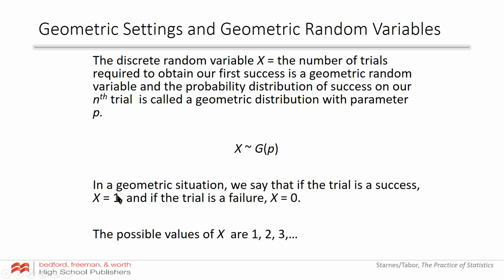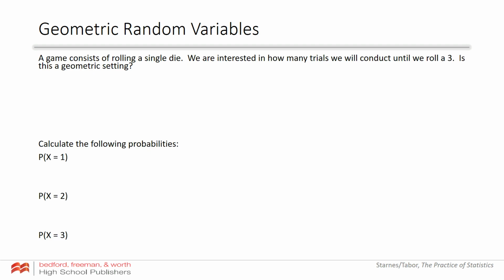Just like in binomial, a lot of times if a trial is a success, we distinguish that as having a value of 1, and if it's a failure, the value is 0. So the possible values of X, because we want our first success, we need to have at least one trial. If X is the number of trials required to obtain our first success, we can't have a value of 0. So the values of X are going to be 1, 2, 3, 4, 5, etc. Theoretically, this could go on to infinity. I could keep on picking and picking until I get my first success.